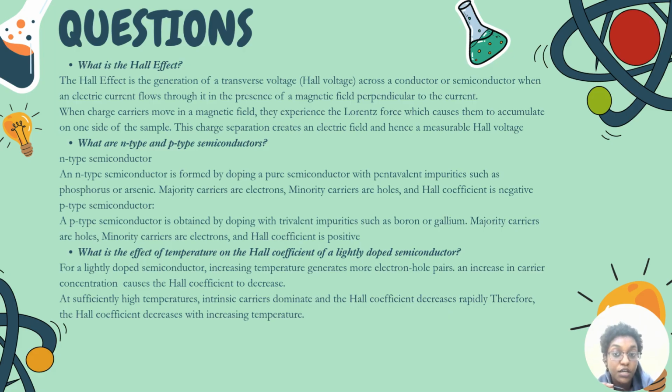Third question, what is the effect of temperature on the Hall coefficient of a lightly doped semiconductor? For a lightly doped semiconductor, increasing temperature generates more electron-hole pairs. An increase in carrier concentration causes the Hall coefficient to decrease. At sufficiently high temperature, intrinsic carriers dominate and the Hall coefficient decreases rapidly. Therefore, the Hall coefficient decreases with increasing temperature.